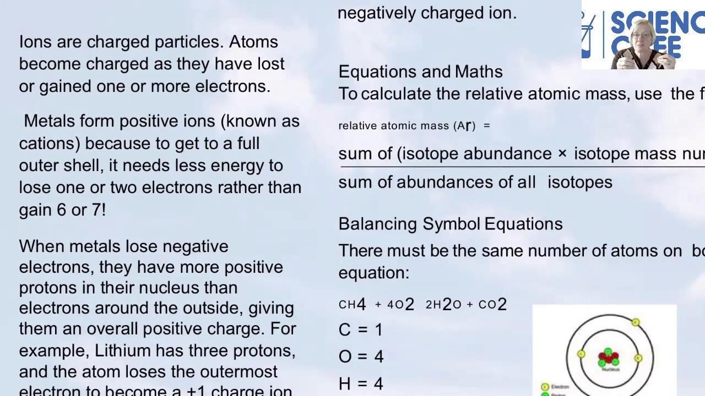So group 1 and group 2 are more likely to form positive ions because it's much easier for them to give away those 1 or 2 electrons, and group 6 and 7 are more likely to become negative ions. So positive ions are called cations. I am positive my cat is trying to kill me is how I remember that one, because I really am positive my cats are trying to kill me. And negative ions are those anions.